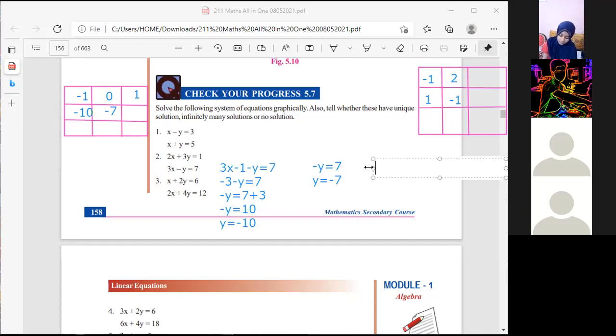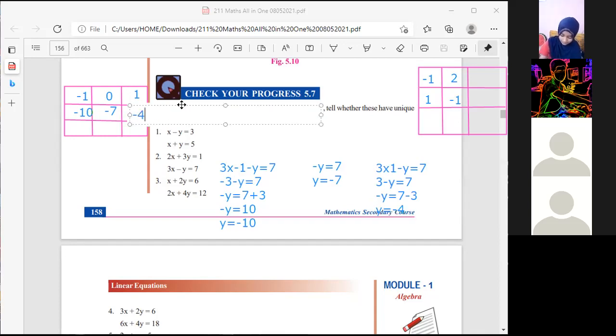Okay, let me try the third coordinate. If I take it as 1, so 3 multiplied by 1 will be 3. Let me try. So 3 multiplied by 1 minus y is equal to 7. So 3 minus y is equal to 7. So I get minus y is equal to 7 minus 3. So I will get y is equal to minus 4. Am I right? So I take this also as minus 4.